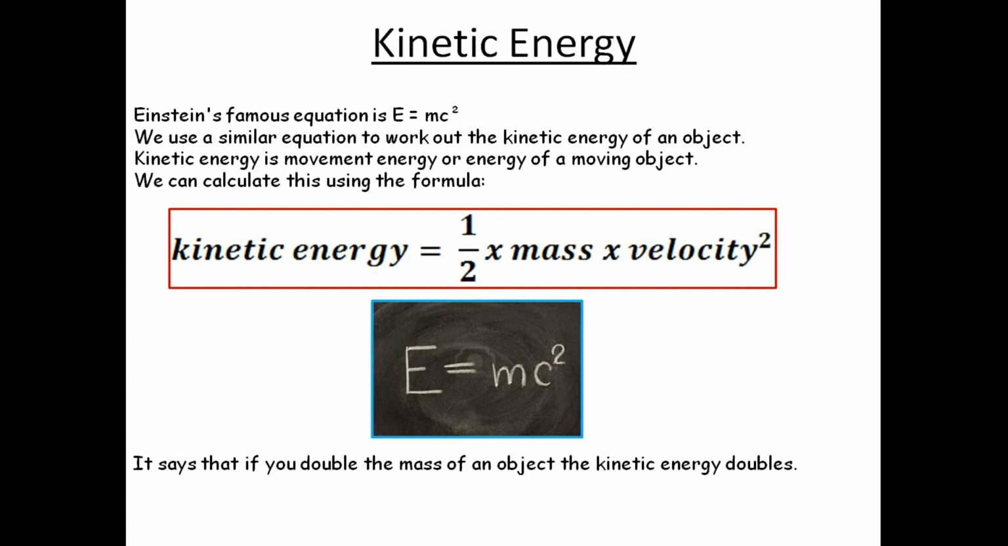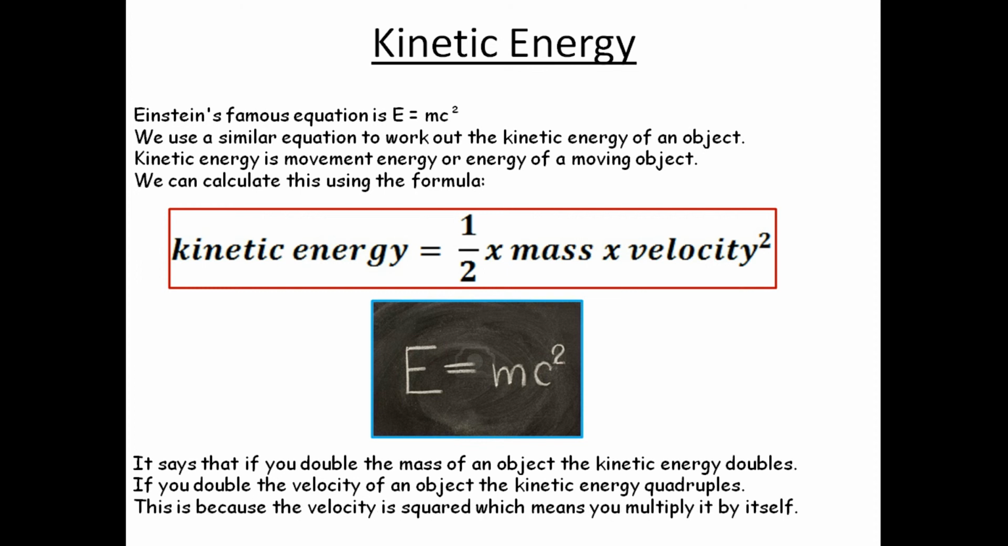It says that if you double the mass of an object, the kinetic energy doubles. If you double the velocity of an object, the kinetic energy quadruples. This is because the velocity is squared, which means you multiply it by itself.